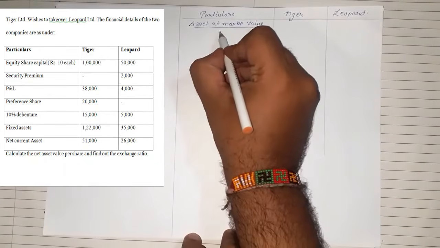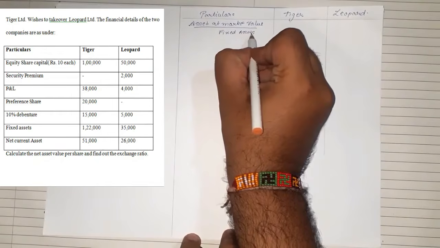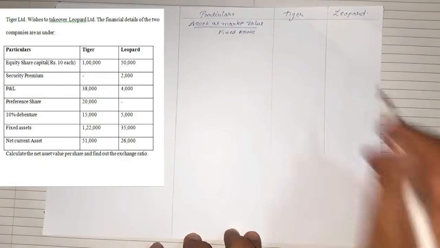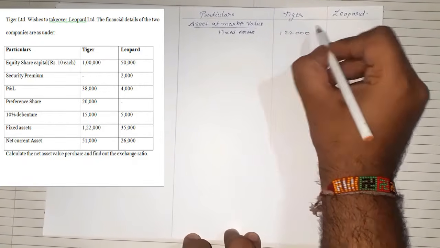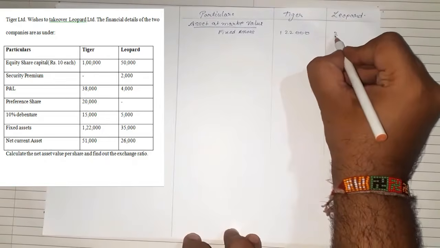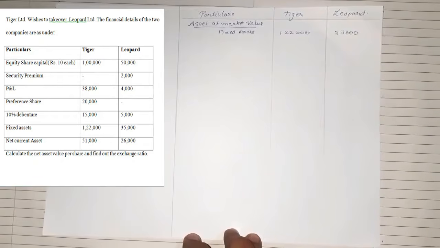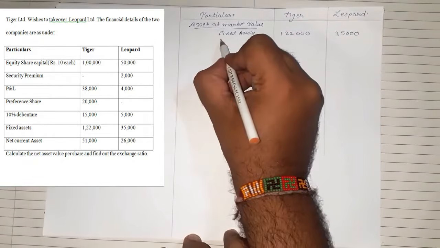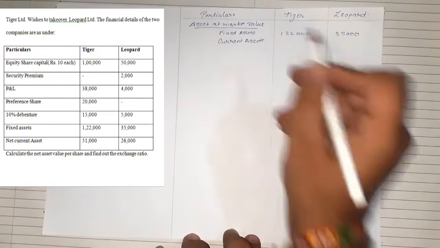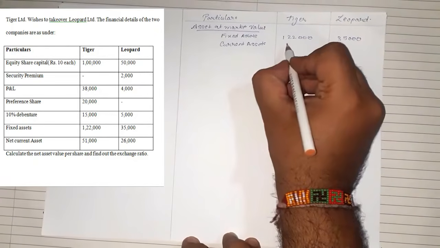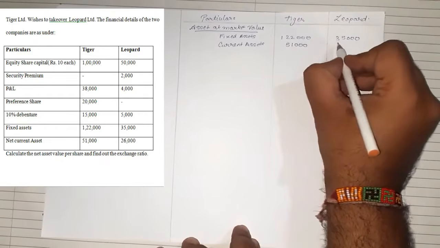So I'll write here fixed asset. The values of fixed assets are 1,22,000 and for Leopard it is 35,000. So we'll note down this as 35,000. The next thing was net current assets. So I'll write this here as current asset. The values are 51,000 and 26,000.